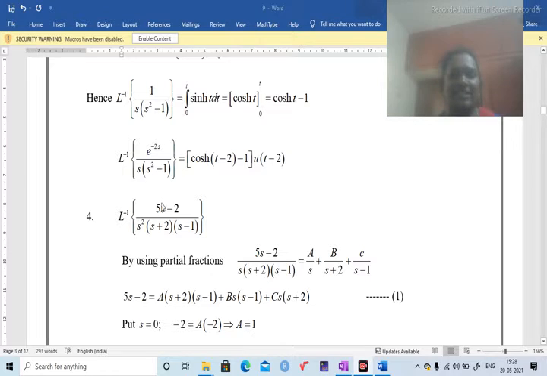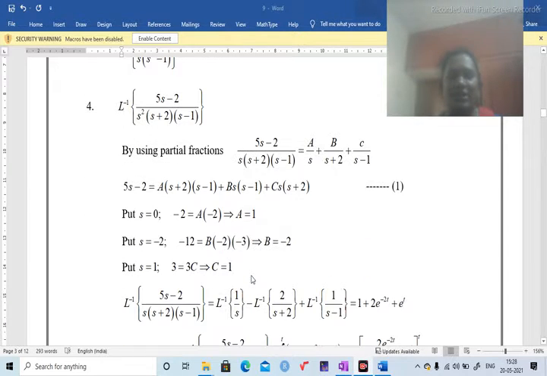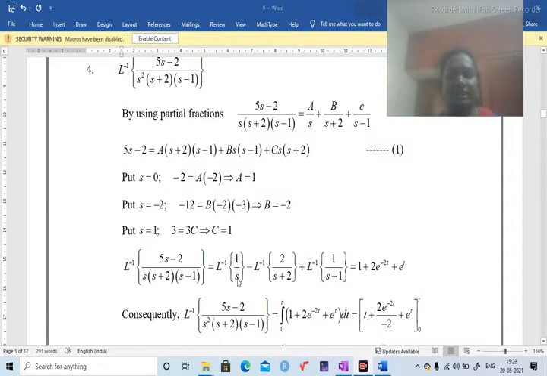Next one, L inverse of 5s minus 2 by s square into s plus 2 into s minus 1. Here I am taking only 5s minus 2 by s into s plus 2 into s minus 1. By using partial fractions, I am going to find a value as 1, b value as minus 2, c value as 1. Substitute those values. So L inverse of 1 by s is 1. L inverse of 2, constant put aside. L inverse of 1 by s plus 2 is, here plus 2 is there, that's why e power minus 2t. Here minus 1 is there, that's why e power t.